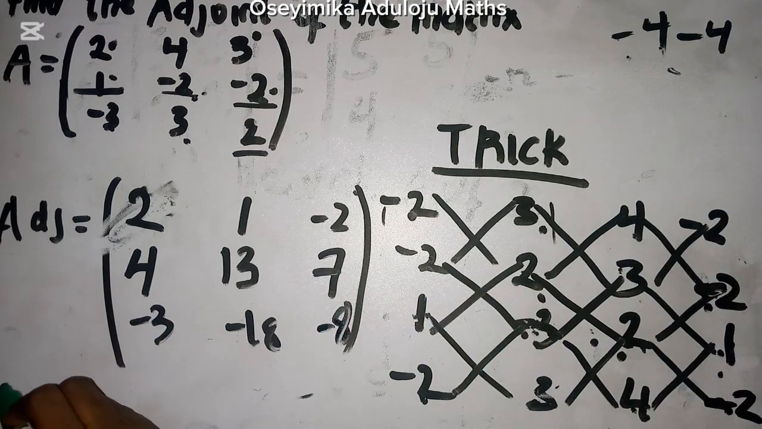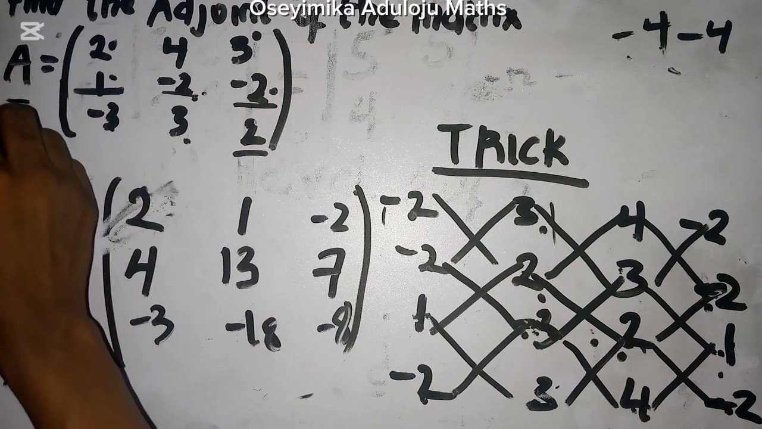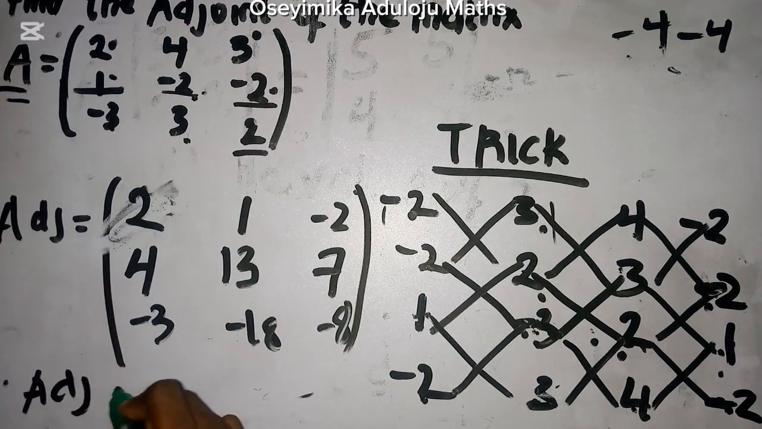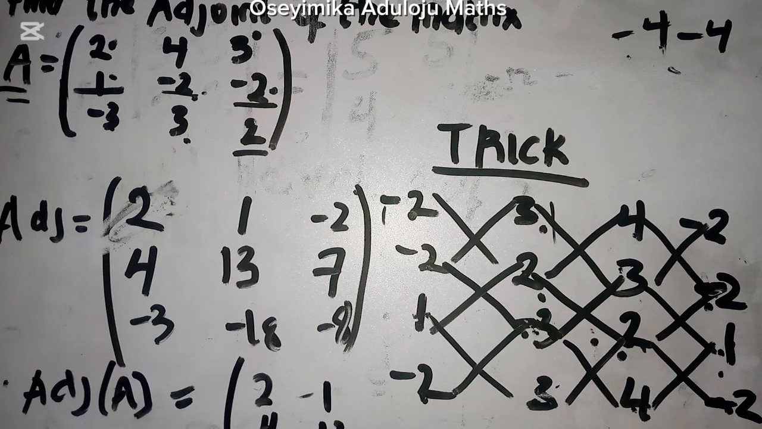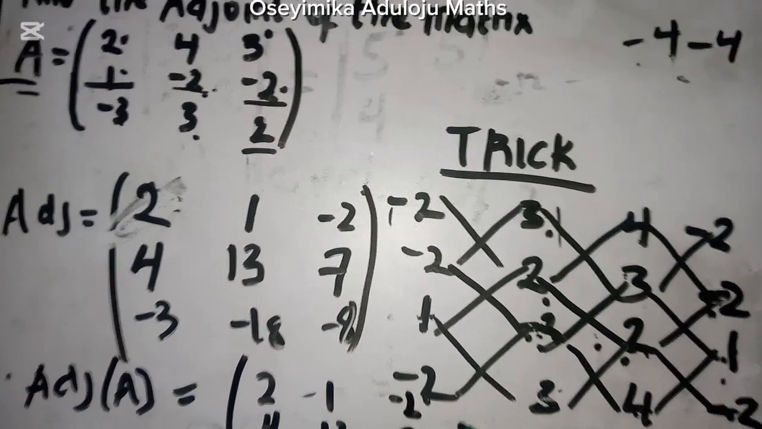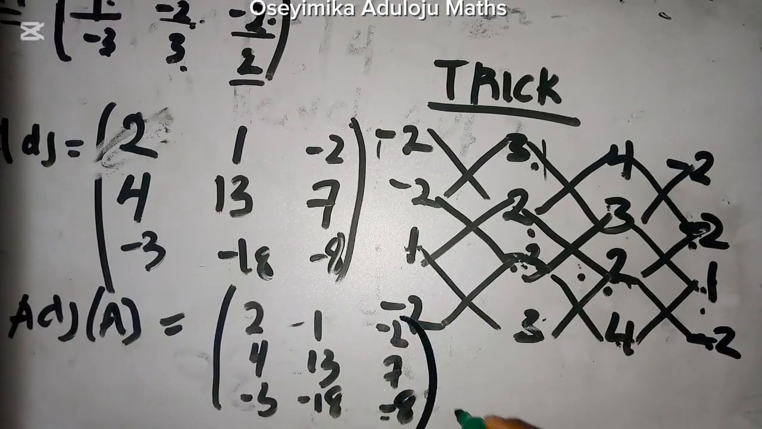So therefore, the adjoint of the matrix A, adjoint of A equals 2, 4, minus 3, 1, 13, minus 18, minus 2, 7, minus 8. So this is the adjoint of the matrix.